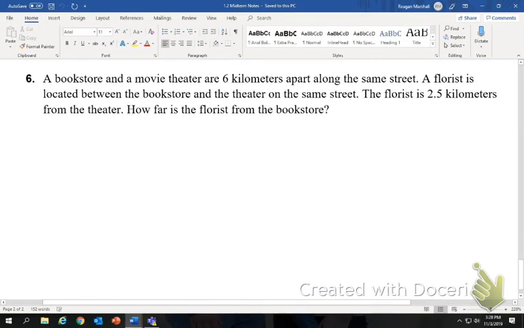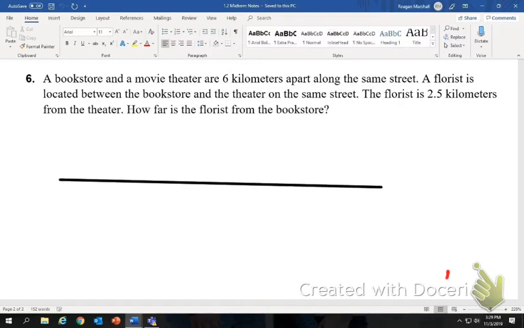Last one, it says a bookstore and a movie theater are 6 kilometers apart along the same street. A florist is located between the bookstore and the theater on the same street. The florist is 2.5 kilometers from the theater. How far is the florist from the bookstore? So let's draw a picture. It says they're on the same street, so we're going to draw a street.